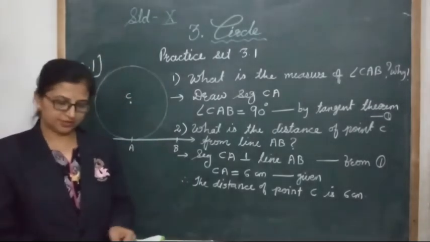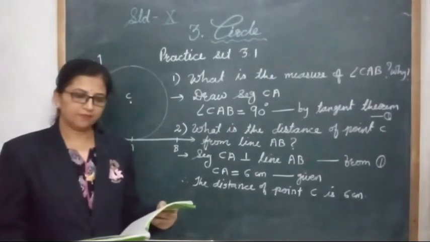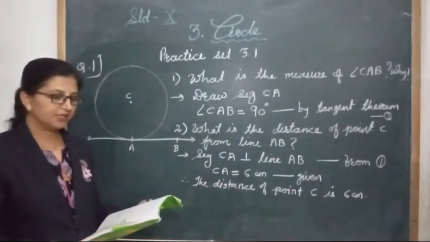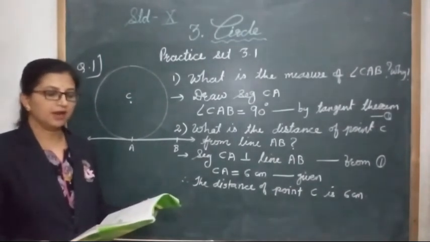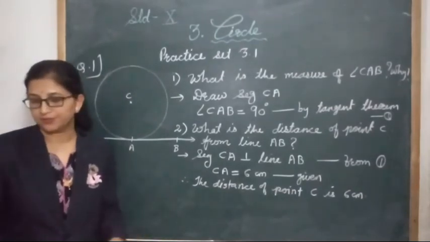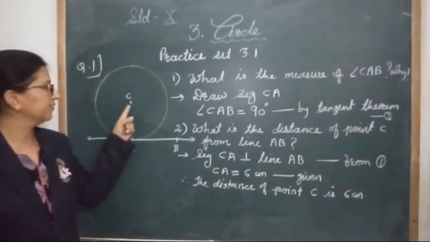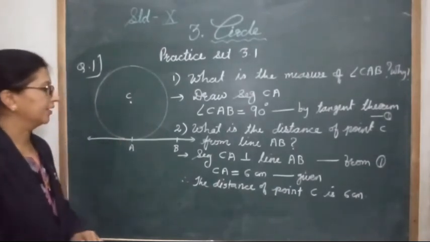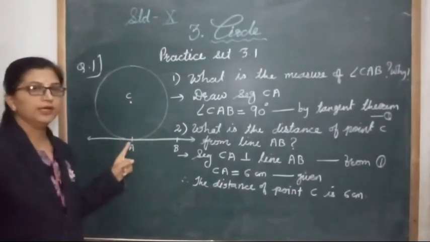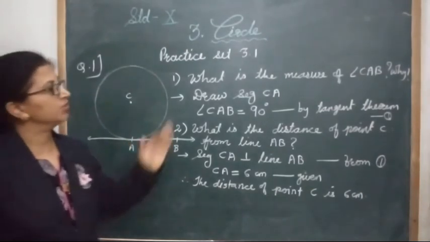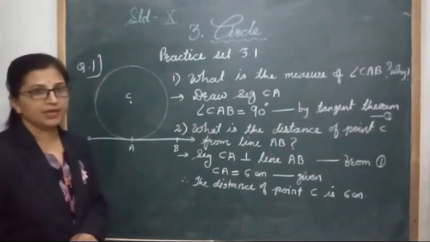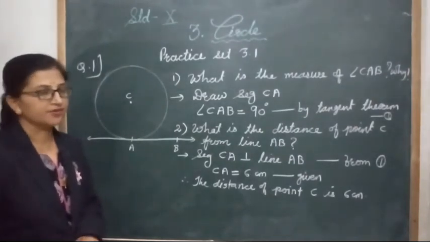So our first question is: in the figure, the radius of a circle with the center C is 6 cm. Line AB is a tangent at A. Then we are asked to answer the questions. So here there is a circle with the center C with radius 6 centimeter and there is a tangent at point A. Our first question is, what is the measure of angle CAB? And we have to give the reason for that.